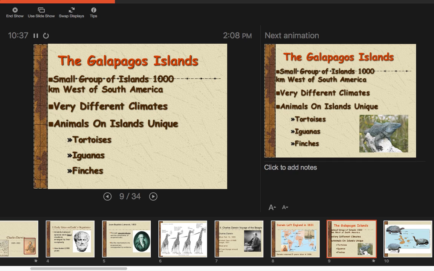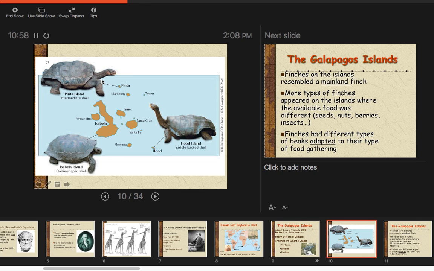Okay? So it was the finch's environment, whatever island they landed on. If they had that beak that suited that island, they were going to do well and pass that on to their offspring. If they didn't have the beak that suited that island, they weren't going to do so hot, and probably weren't going to be able to reproduce very much. Okay? So the next few slides talk all about that.